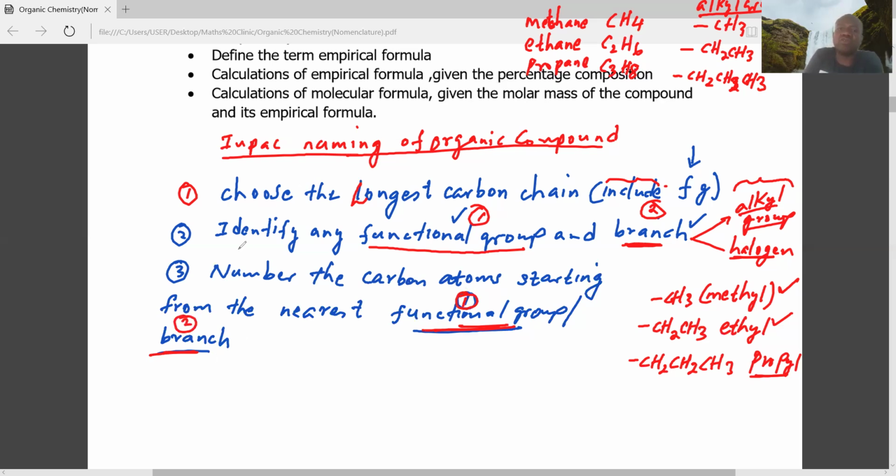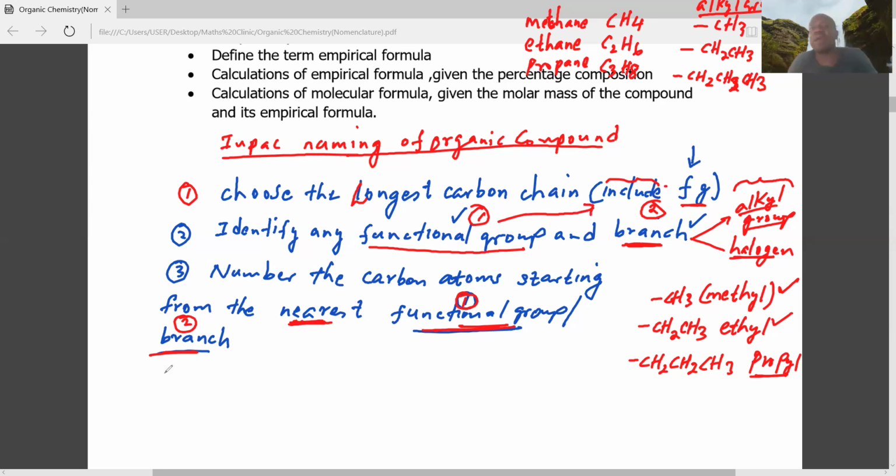So first of all, you choose the longest chain, longest carbon chain, which also must include the functional group. After then, you identify any functional group and a branch, but the functional group will already be included initially there. Then you number the carbon atoms starting from the nearest functional group or branch, which means functional group takes priority over branch.